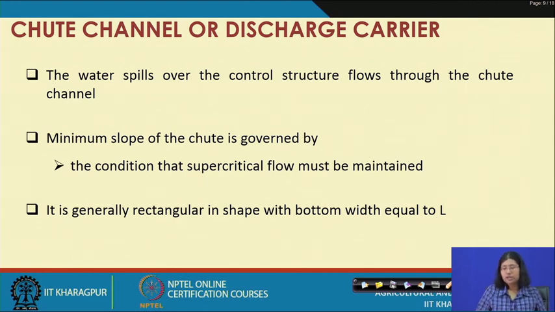Now, chute channel or the discharge carrier design. The water spilling over the control structure flows through the chute channel, and the minimum slope of the chute is governed by the condition that the supercritical flow must be maintained. It is generally rectangular in shape with a bottom width equal to L.